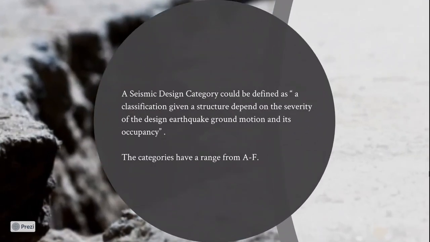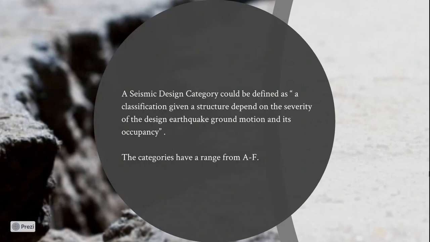Moving to the requirements of the seismic design. A seismic design category could be defined as the classification given to a structure depending on the severity of the design earthquake, ground motion, and its occupancy. It has categories from A to F. Each one of them corresponds to a different ground shaking.